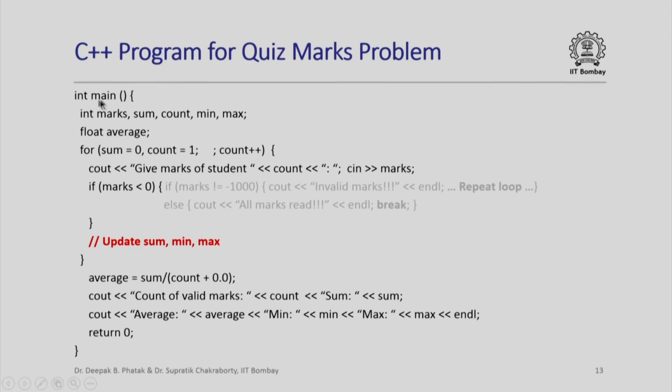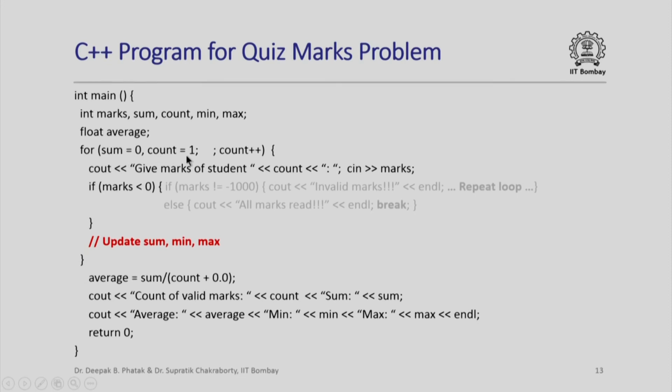The main function returns a value of type int. I have several variables that are declared here: marks, sum, count, min and max. The average could be a floating point number, so it is declared to be of type float. And now I have this one for loop, and as the initialization expression I use this compound expression, which is made up of two assignment expressions separated by a comma.